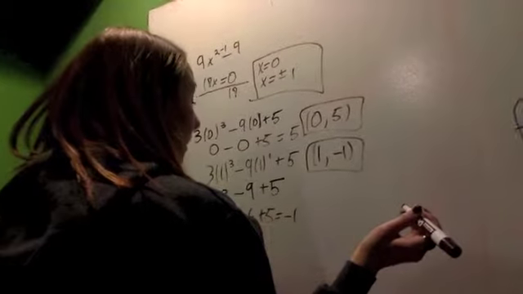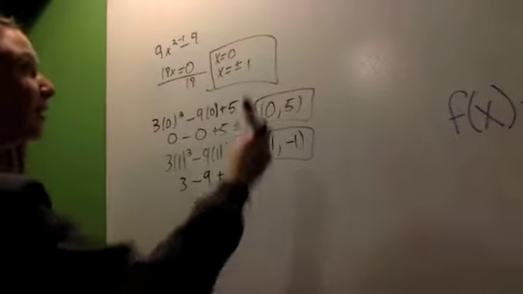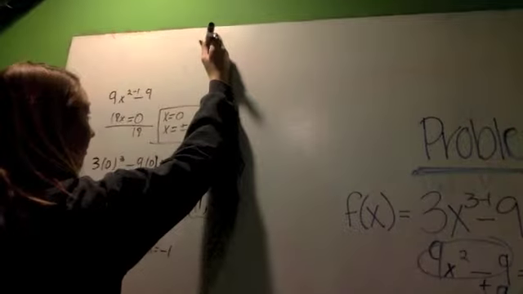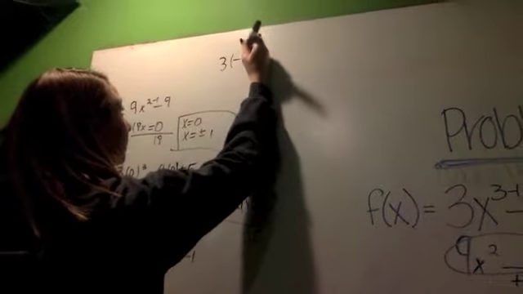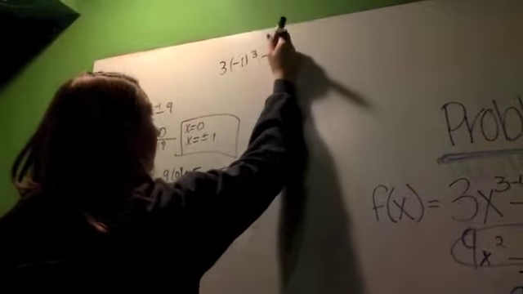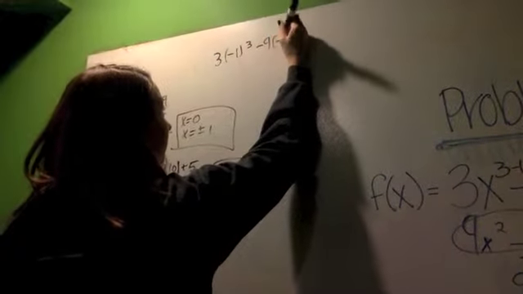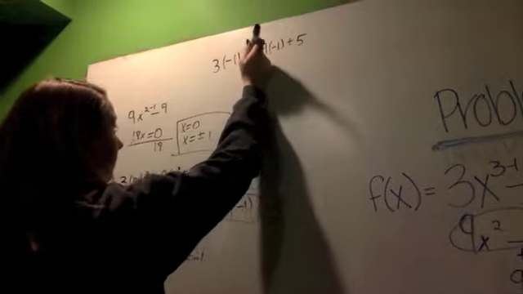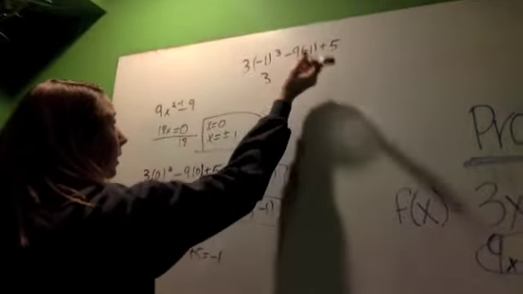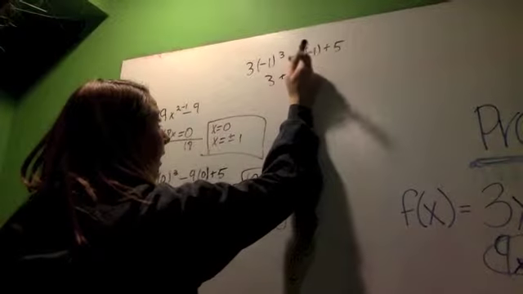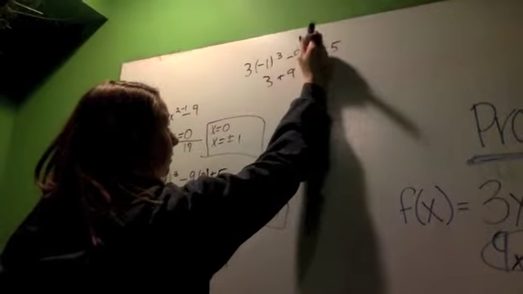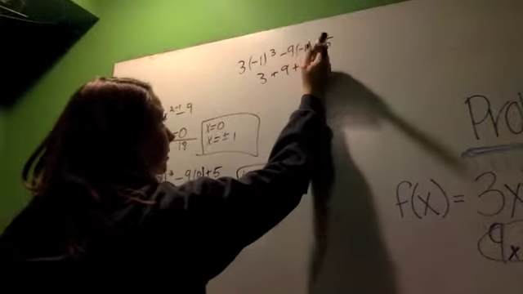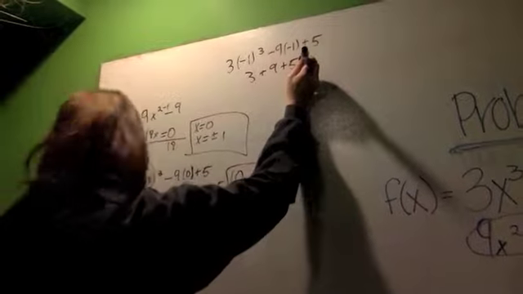So then you just have to take negative 1 and plug that in. So 3 times negative 1 to the third minus 9 times negative 1 plus 5. So negative 1 to the third is just positive 1, so it would be 3 plus 9, because this will be negative times a negative, plus 9 plus 5. So I'm pretty sure that's wrong actually.